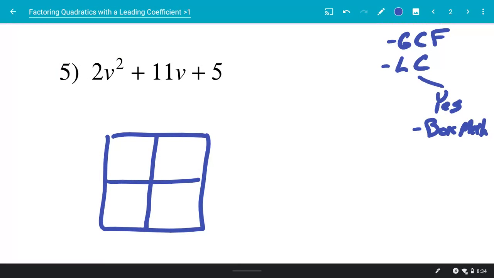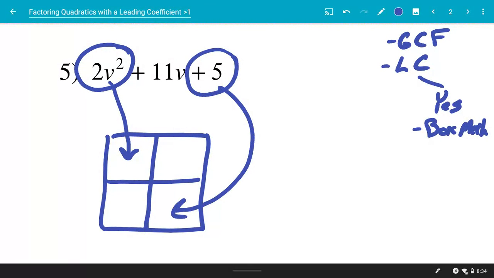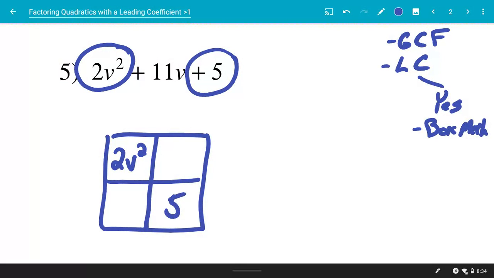Get it? See the window? Okay. Now, once you've drawn the box, you're going to take your first term and put it in the upper left box. And you're going to take your last term and put it in your lower right box. Everybody think they can handle that? Do that, please. 2v squared and 5.